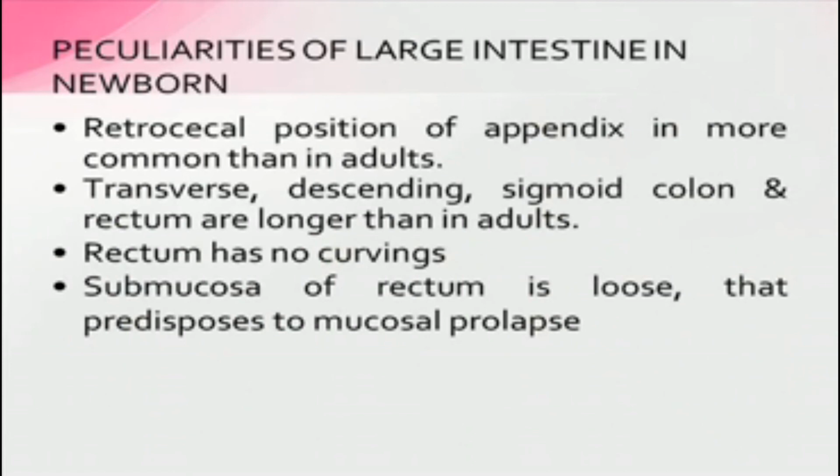The transverse, descending, and sigmoid colon and rectum are longer than in adults. The rectum has no curvatures. The submucosa of the rectum is loose, which predisposes to mucosal prolapse.